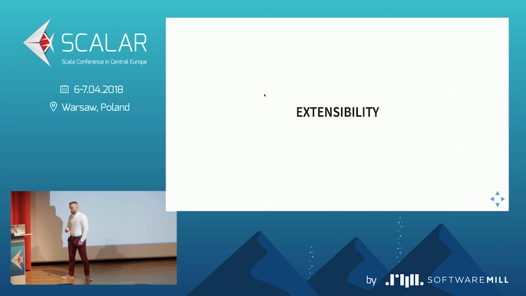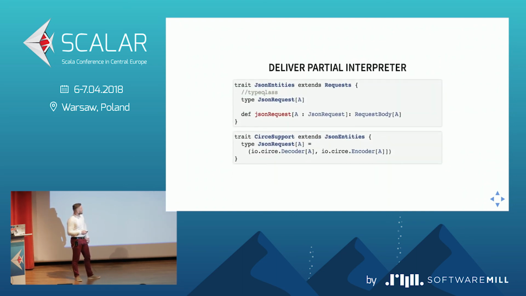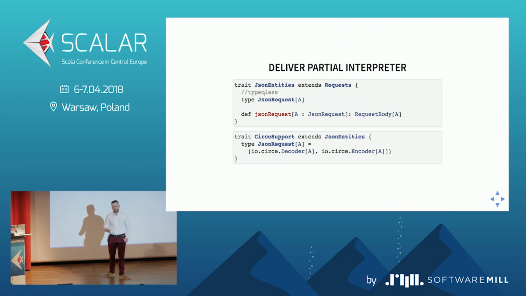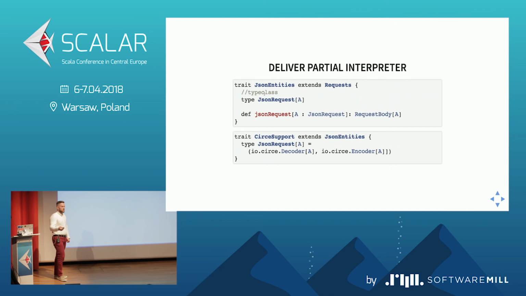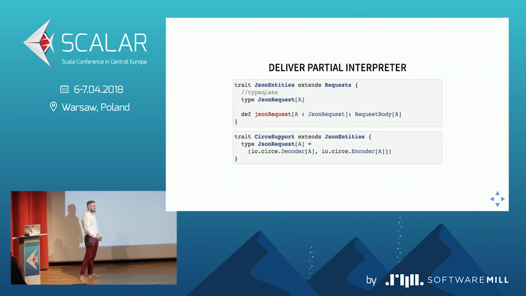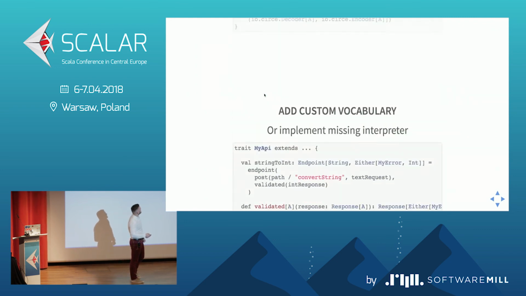So now the extensibility. This approach has one big advantage over tagless final, at least as far as I understand. And here are a couple of examples. The first one is that you can deliver partial interpreters. You can specify some of the methods, or some of the types, or some of the types and methods. And you don't really care, and you can leave something for another interpreter. It is useful. We have used that, for example, in JSON support in the library at some point, but it's no longer there, I think.